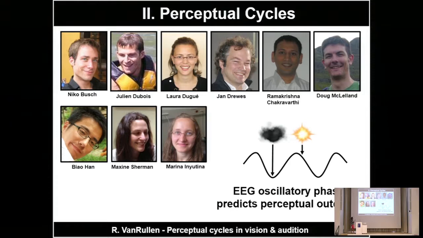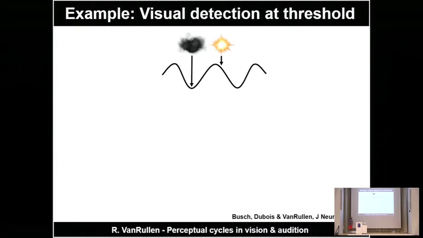And in fact, each of these people here was responsible for running a different version of this paradigm, where we tested the influence of ongoing EEG phase on different perceptual outcomes in a different task. So I won't present them all in detail, of course, but let me tell you about the first version of this paradigm that we published in 2009. So this is really the simplest test that you can imagine. We present a stimulus on every trial, but at threshold, so that half of the time people detect it and half the time they don't, right?